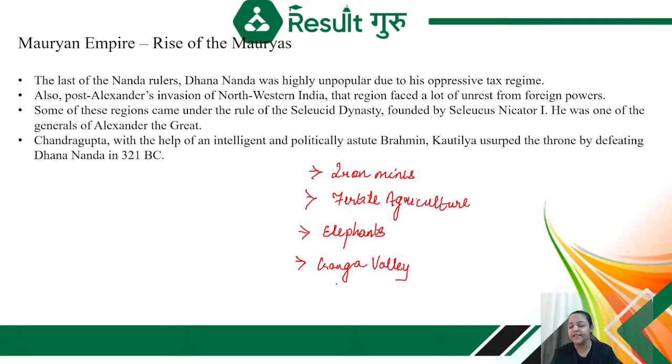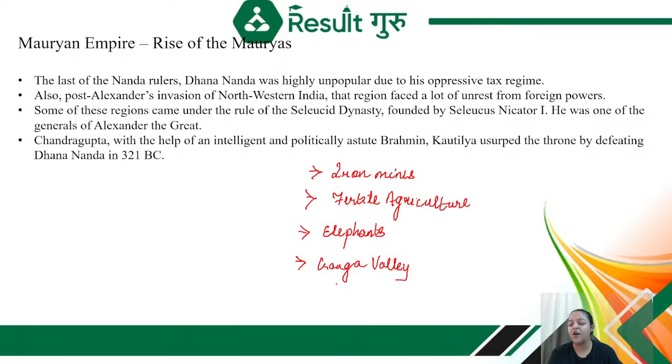Some of these regions were under the rule of the Seleucid dynasty founded by Seleucus Nicator. He was one of the generals of Alexander the Great. So some Indian regions did come under the Seleucid dynasty, and if you remember, guys, Chandragupta married his daughter, bringing peace between both the houses. So Chandragupta, with the help of an intelligent and politically astute Brahmin called Kautilya or Chanakya, usurped the throne by defeating Dhanananda in 321 BCE.